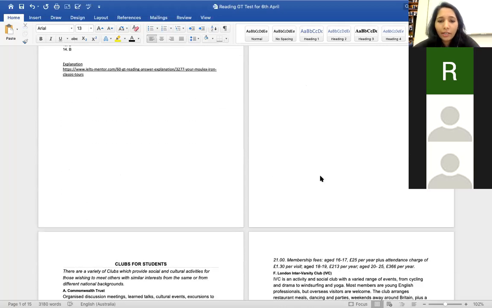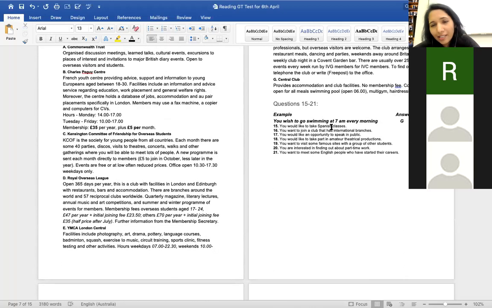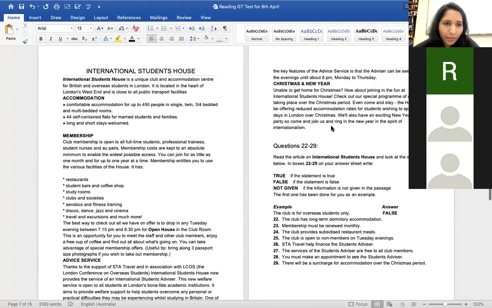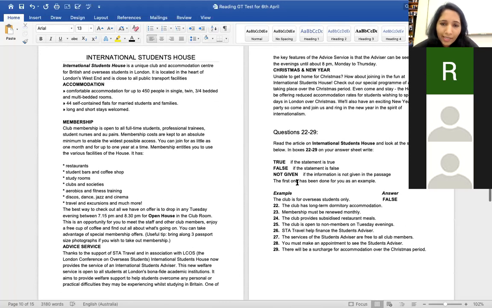So true, false, not given is one of the trickiest question types of reading, which many students find a bit tricky to differentiate between false and not given. True, if the statement is completely agreeing with the given passage. False, if the statement is contradicting the given information in the passage. Not given, if it's neither true nor false. So true has to 100% agree with it. False, it should contradict it.